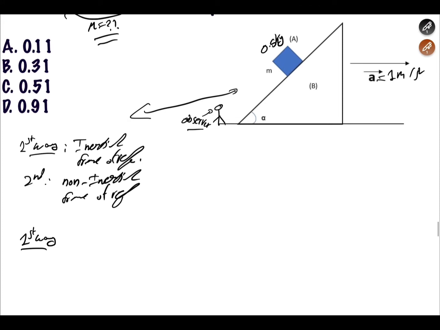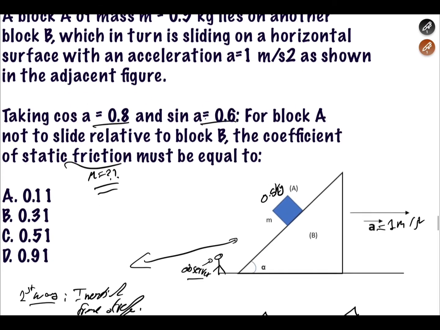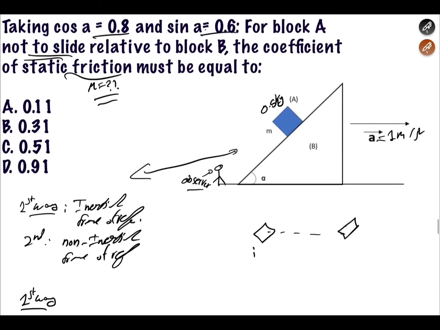أول شيء عم نطلع ال observer بيشوف ال motion of a block m, small m. At initial position it was here, and then at final position it was here. So because it's located on the accelerated frame of reference, لأن ما في motion between block A and block B as the question states, for block A not to slide relative to block B. فمعناتها ما في عندي motion for small m صغيرة with respect to an inclined plane B. Thus, all the system عم يمشي بنفس ال acceleration a equal to 1 meter per second squared to the right.